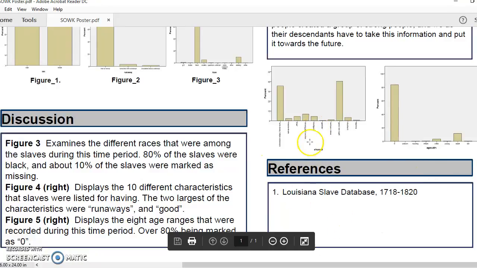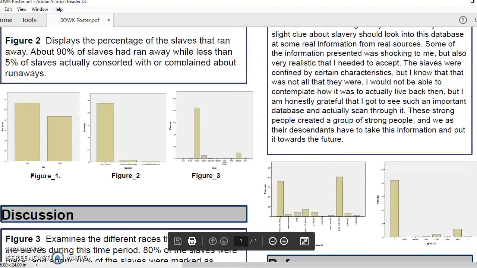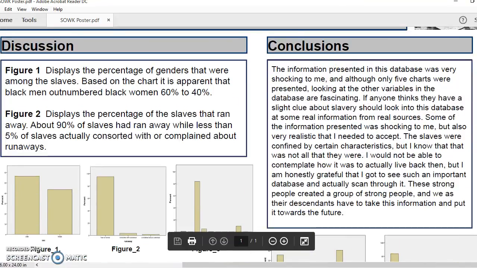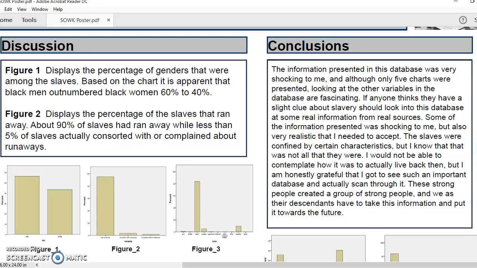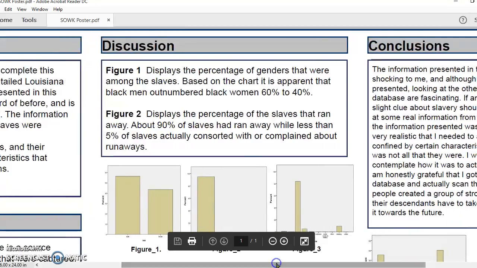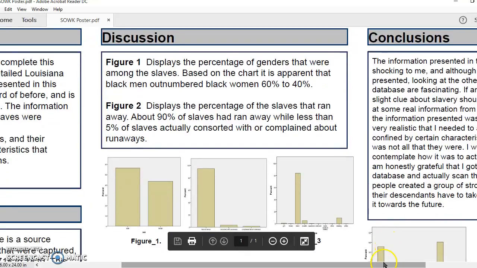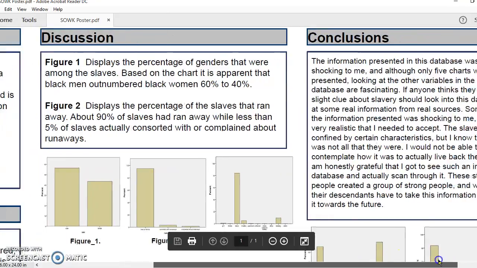At the bottom here, we have the references. Back up here, the conclusion. Basically I conclude about the 5 charts, how I felt about them, and how they really opened my eyes to how real slavery was during this time. And I didn't expect it to feel so real.